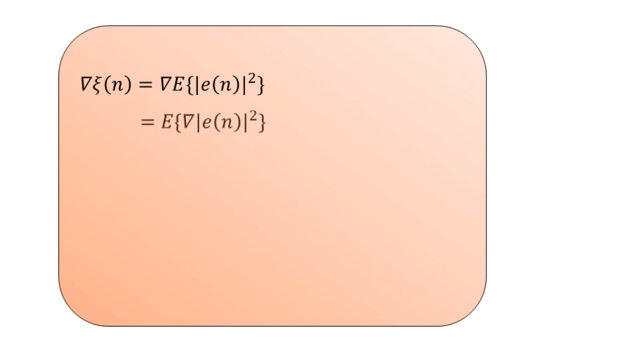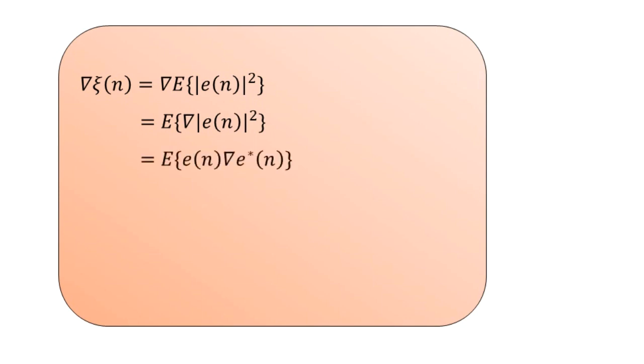So therefore we have the gradient of zeta of n equal to the gradient of the estimate of the mod square of e of n. If we substitute it, by the next step we can also represent it as the estimate of the gradient of mod square e of n. And we can also apply it to the conjugate form only, so here we can write the estimate of e of n multiplied by the gradient of the conjugate of e of n.